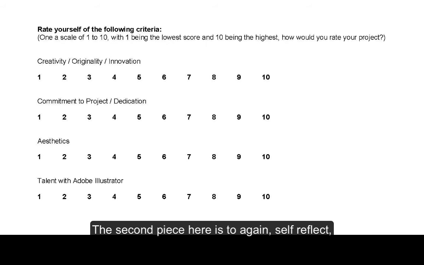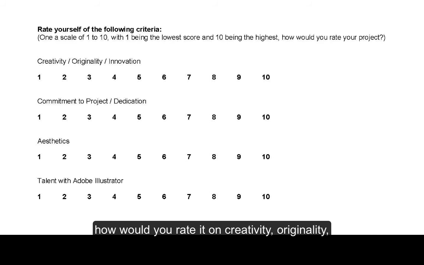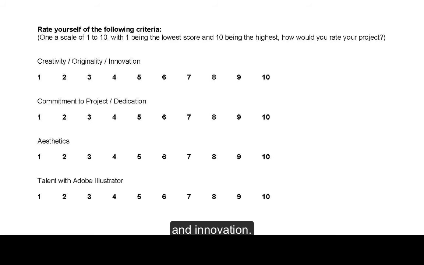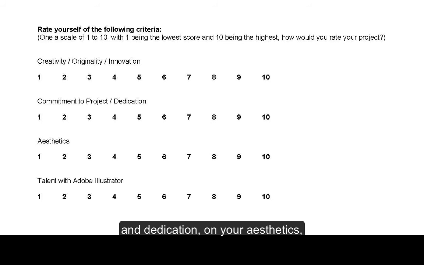The second piece here is just to kind of, again, self-reflect. I want you to rate yourself on the following criteria on a scale of 1 to 10, 1 being the lowest score, 10 being the highest score. How would you rate your project? How would you rate it on creativity, originality, and innovation? 1 to 10. Again, 1 being the lowest, 10 being the highest. You are going to rate yourself on commitment to the project and dedication, on your aesthetics, again, that's the look and feel, and on your talent with Illustrator. So this documentation, in whatever shape or form, needs to be submitted with your project, and there are some points associated with that.